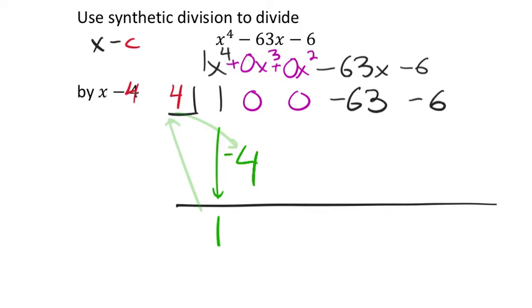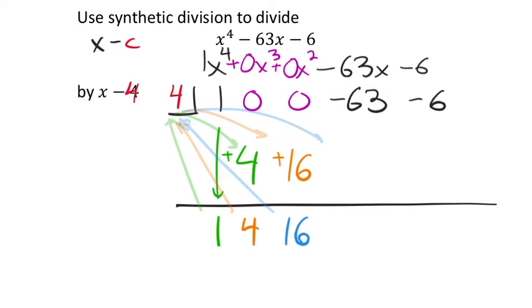Now that's positive 4, right? So that would read 0 plus 4, which is 4. Now I've got 4 times 4 there, which is 16. That'll go in the next space there. And it's positive 16. So now I've got 0 plus 16, which is 16. Then I'll do 16 times 4, which is 64, positive, by the way.